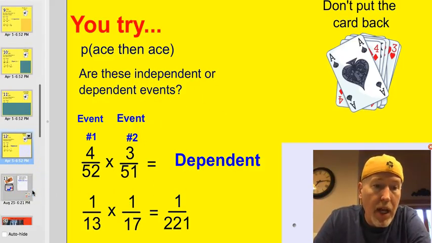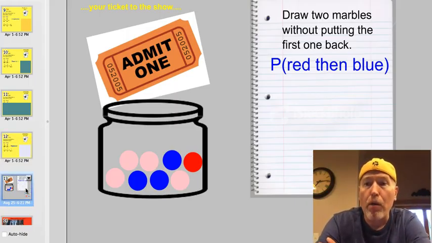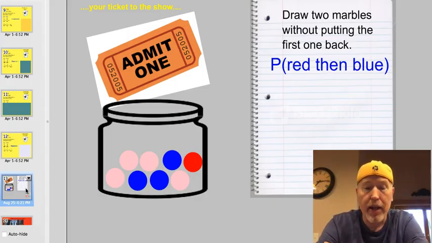All right, time for the ticket to the show. Today, you will be asked to draw 2 marbles without putting the first one back. What is your probability of pulling a red and then a blue from this little jar? Total of 8 marbles. Go ahead and pause the video and answer that question.